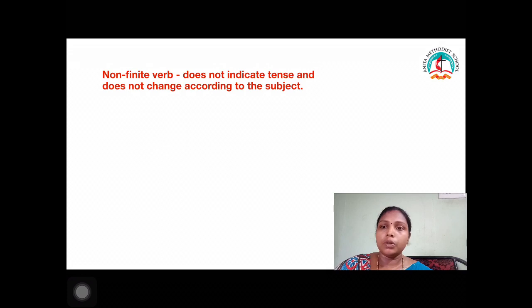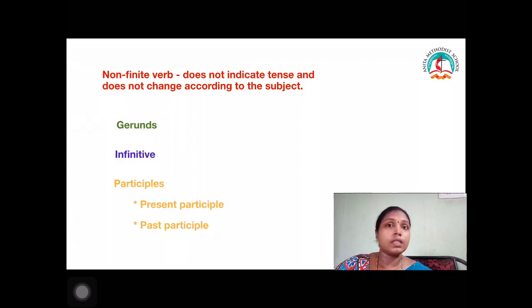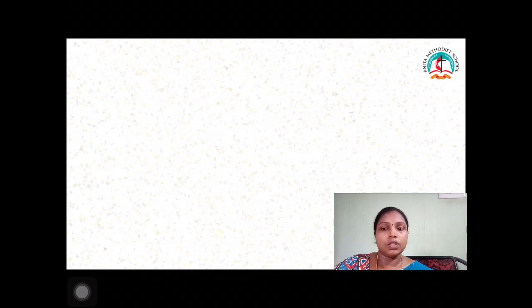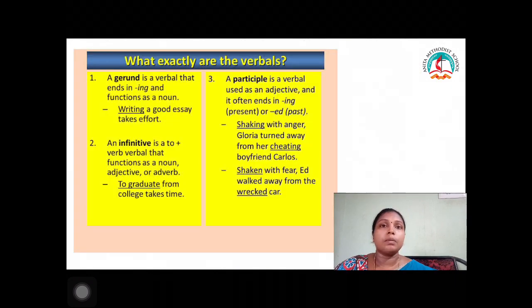Next, we move on to non-finite verbs. Non-finite verbs do not indicate tense and they also do not change according to the subject. There are three non-finite verbs. The first one is gerund, the second one is infinitive, the third one is participle. In participles, we have two divisions: present participle and past participle. Let's have a brief definition of gerunds, infinitives and participles.